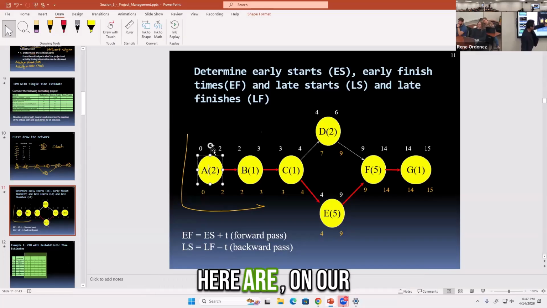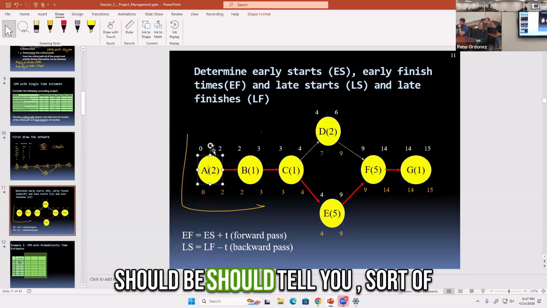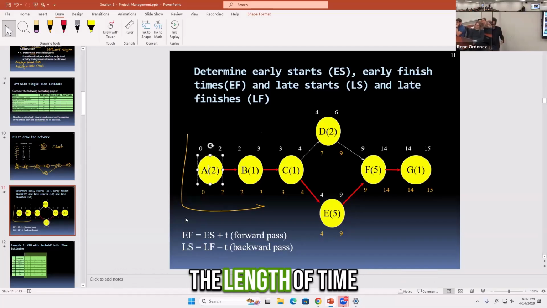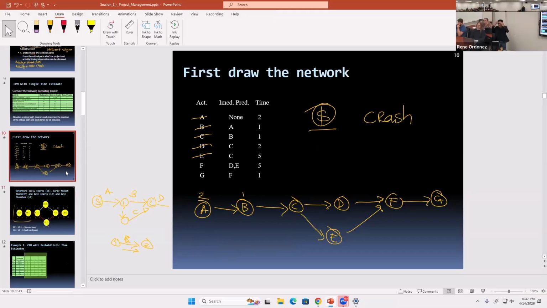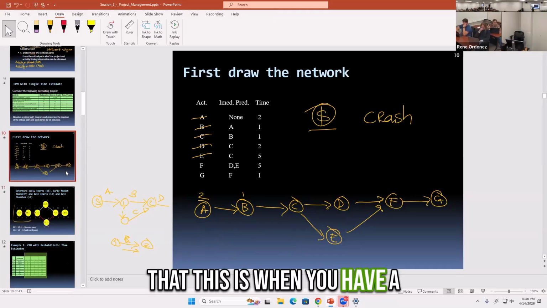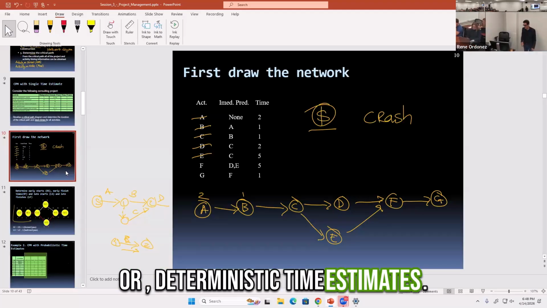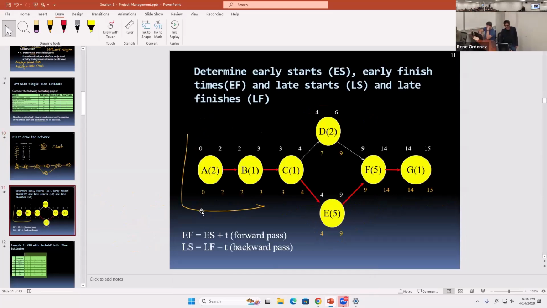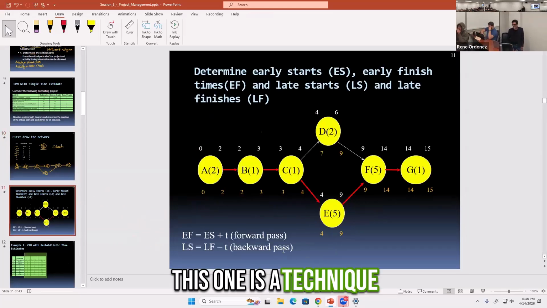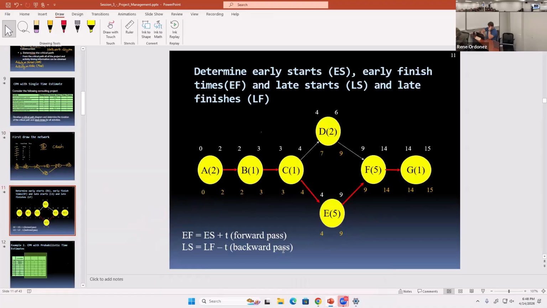So, the time units here should tell you sort of the length of time. Okay? Are we clear there? So, this is when you have deterministic time estimates.